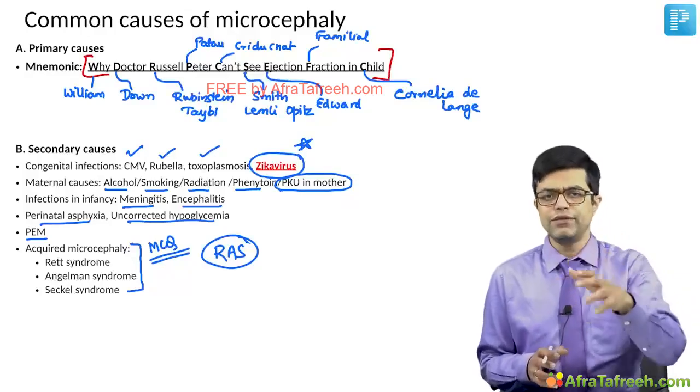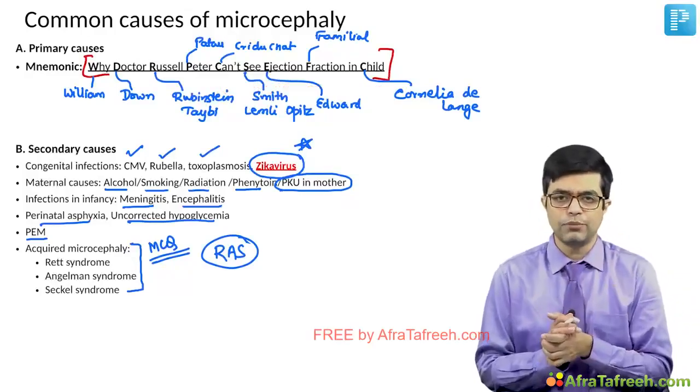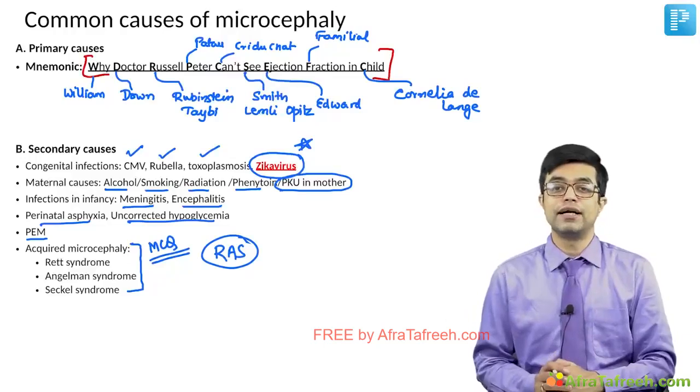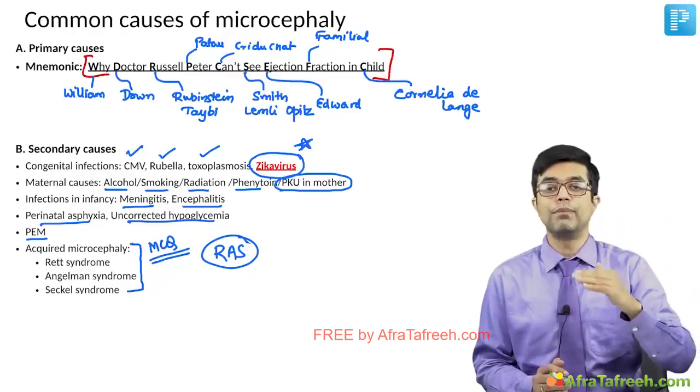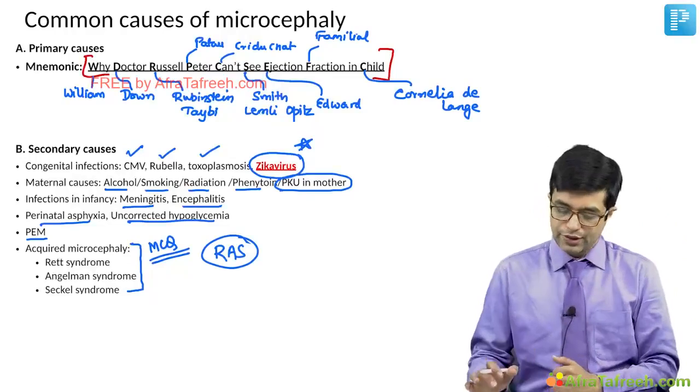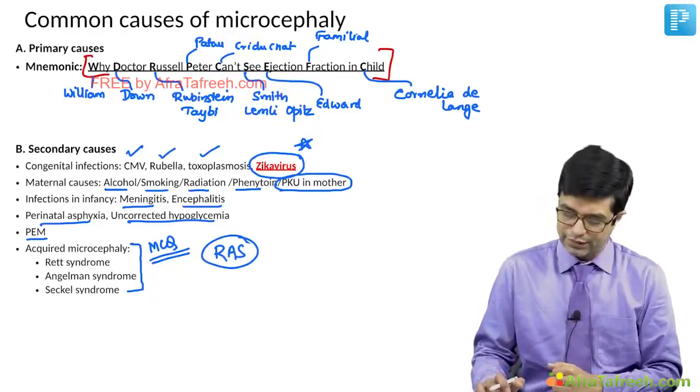Till 4, 6, 8 weeks of life, the head circumference is usually normal, and later on you find that the head circumference tends to fall below -3 standard deviation. So these are the common causes of microcephaly.